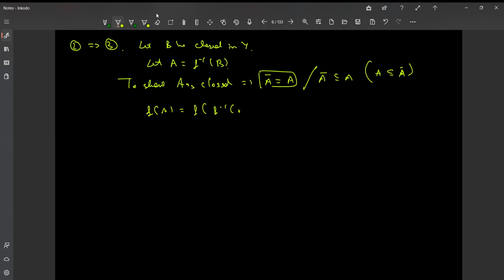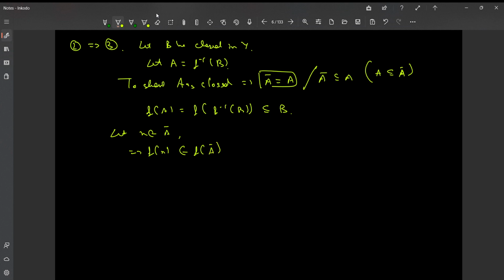So we have chosen that A equals f inverse B. Then what is f of A? f of A is f of f inverse B, but that should be contained in B, right? Now let x be an element from A closure, to show that x is in A.